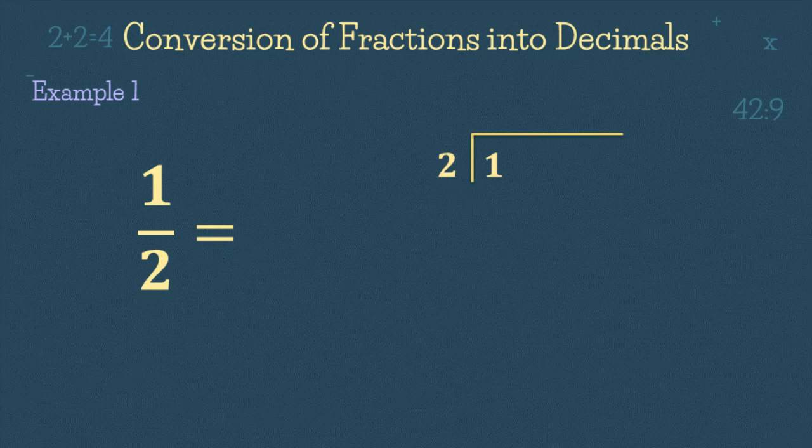Let's see how that works. So we take the denominator 2 and we are going to divide that with the numerator 1. How are we going to solve 1 divided by 2? The number 1, which is the dividend or the numbers inside the long division symbol, is smaller than the number 2, which is the divisor or the number outside the long division symbol.